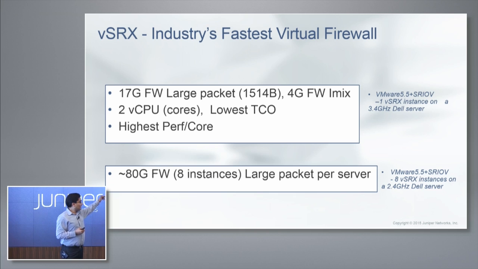Given that we can do 4 gig IMIX in 2 virtual CPUs, we have the lowest TCO in the industry as well. So very efficient from that perspective.